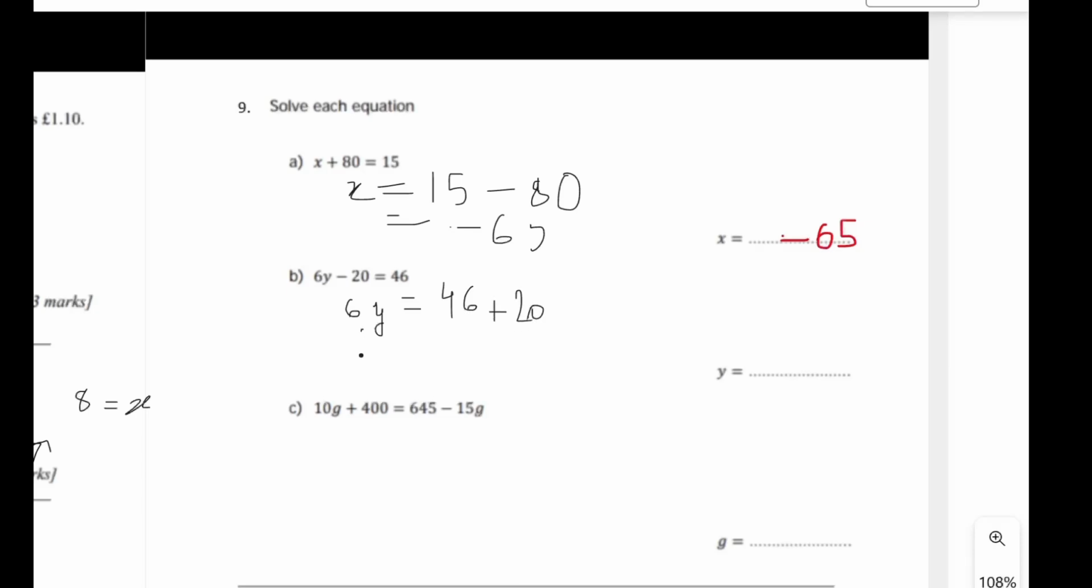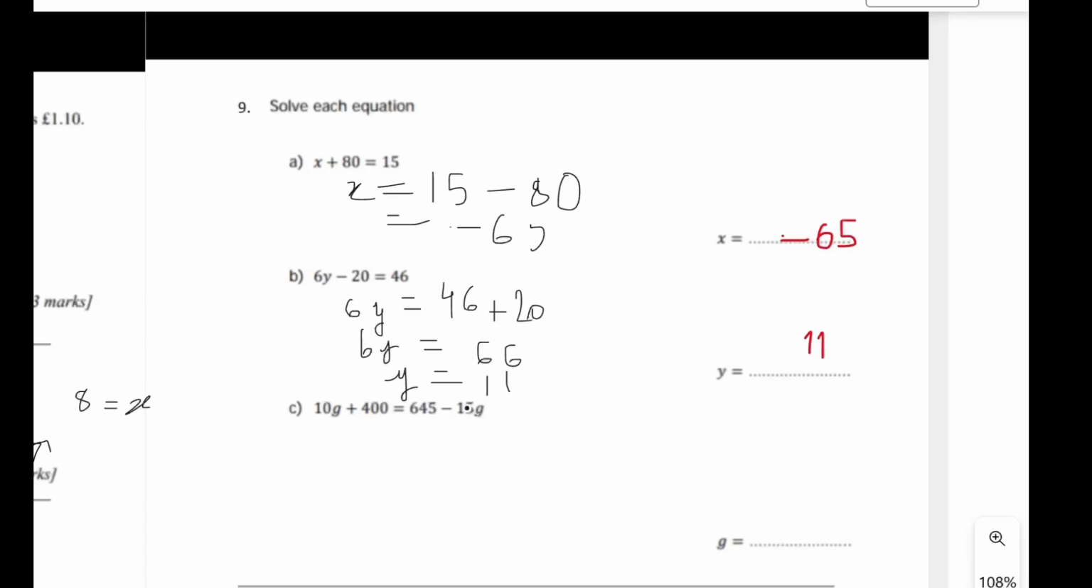So 6y is equal to 66. Divide both sides by 6, we get 11. y equals 11.